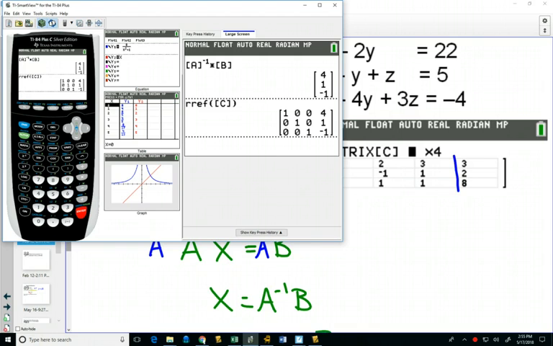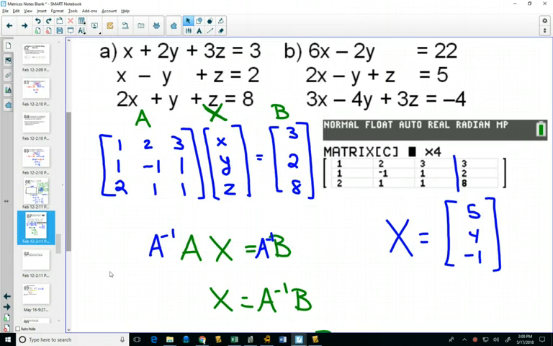I inputted it as a 3 by 4. Well, actually, what I did, so it saved me some time, is I took matrix A, I stored it into matrix C, and then just added one more column and added the numbers in. That was quicker. So there is your answer. That's your answer for B.